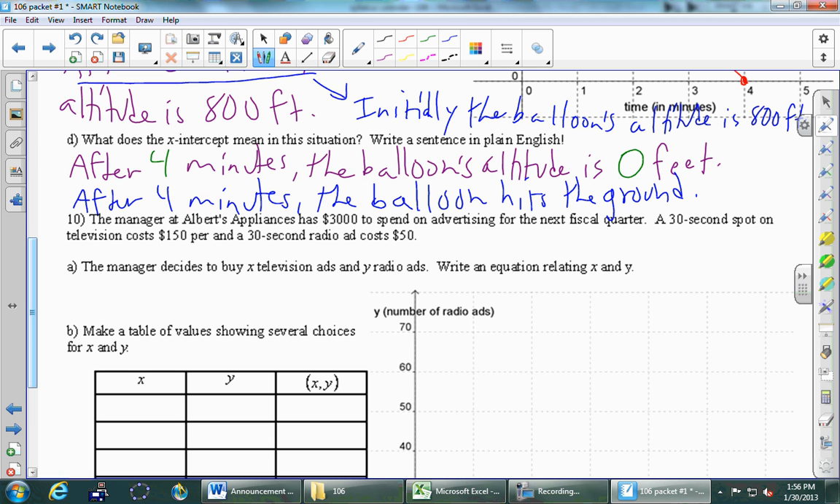Okay, I think there was an extra word in here. A 30-second spot on TV costs $150, and a 30-second radio ad costs $50. Okay, so which one is more expensive, the TV or the radio? TV, 3 times as expensive.